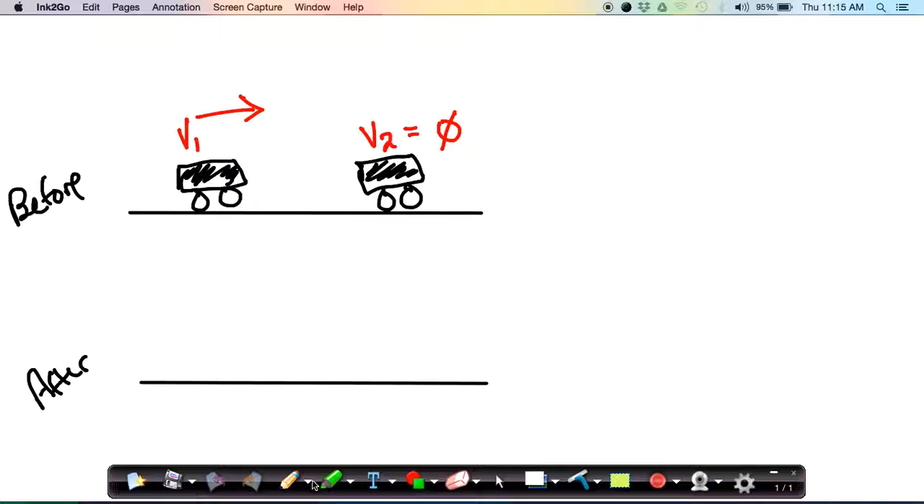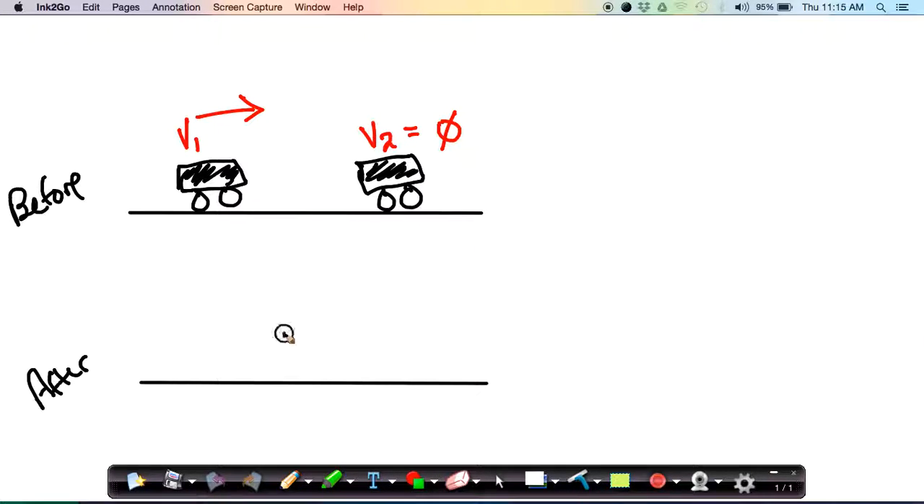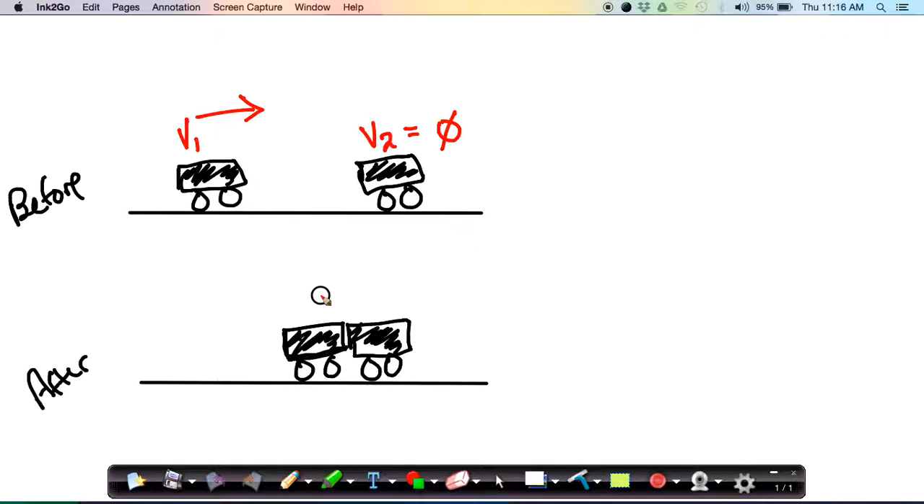But then let's say in this example that when the objects collide, instead of bouncing, as they did in our previous examples, they stick together. So after the collision, the objects are now conjoined. And as a result, they're going to move with a single velocity.